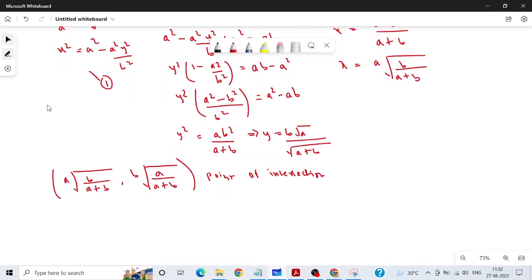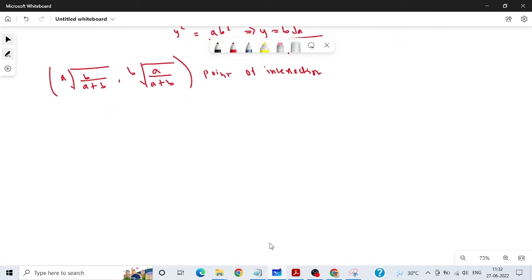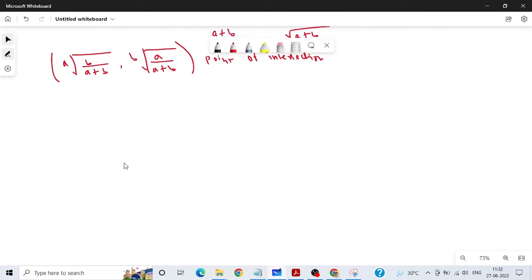To get the value of angle or to find the angle. So now let's consider the first curve, which is x square by a square plus y square by b square is equals to 1. Let's differentiate with respect to x.